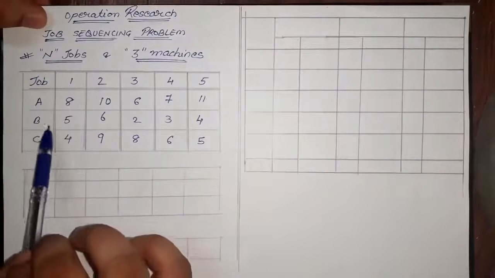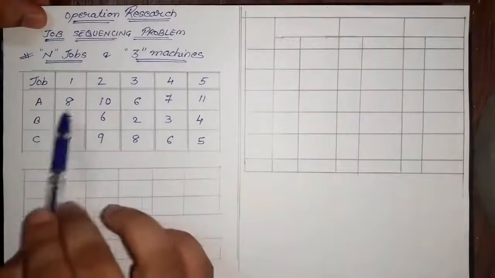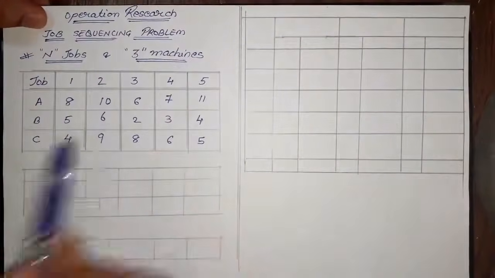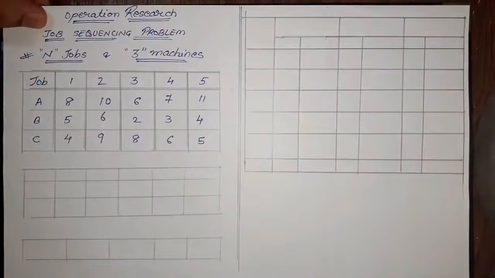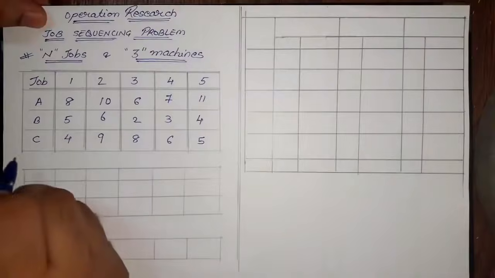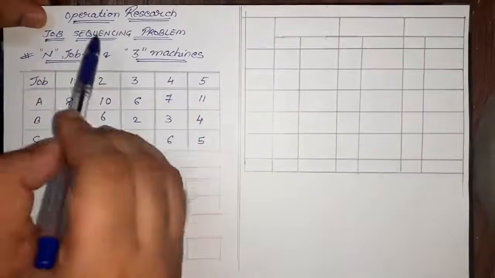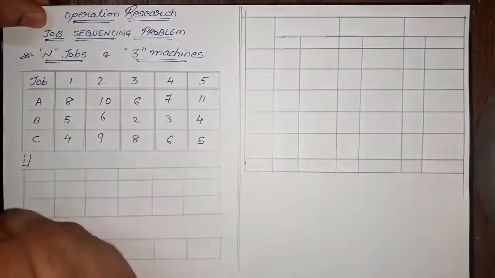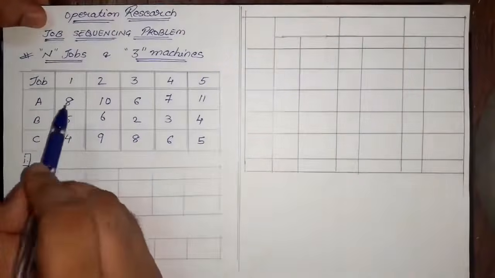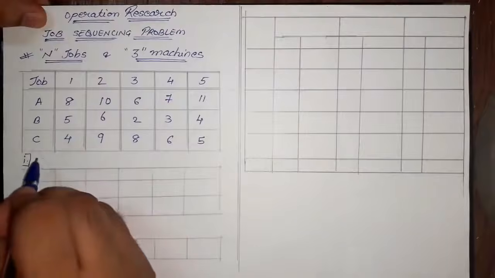There are 3 machines, A, B and C, and these are all the data given related to the number of hours each job requires by the respective machines. Now the very first step to solve the job sequencing problem when 3 machines are given is to convert the 3 machines into 2 machines.